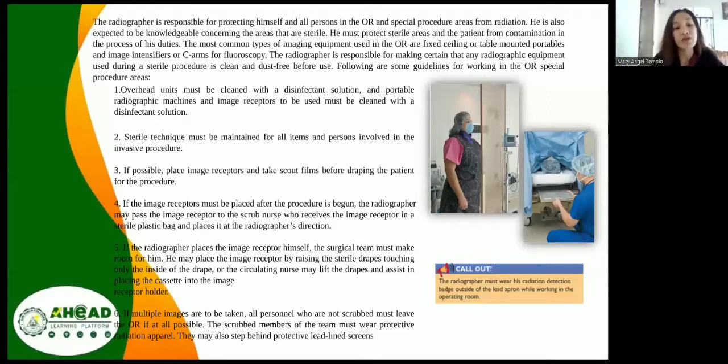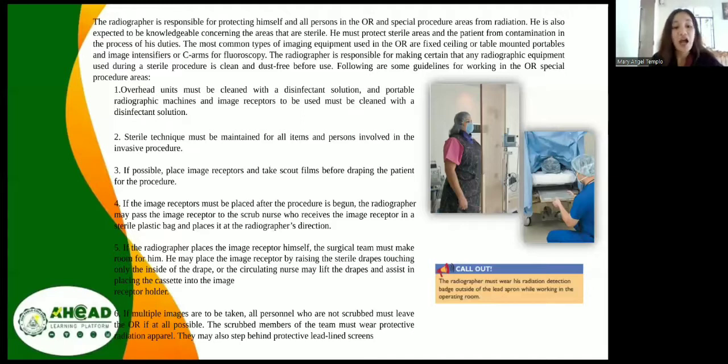Number 4. If the image receptors must be placed after the procedure has begun, the radiographer may pass the image receptor to the scrub nurse, who receives the image receptor in a sterile plastic bag and places it at the radiographer's direction. Number 5. If the radiographer places the image receptor himself, the surgical team must make room for him. He may place the image receptor by raising the sterile drapes, touching only the inside of the drape, or the circulating nurse may lift the drapes and assist in placing the cassette into the image receptor holder.